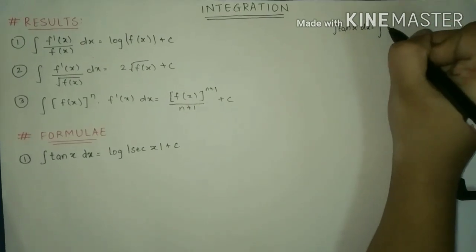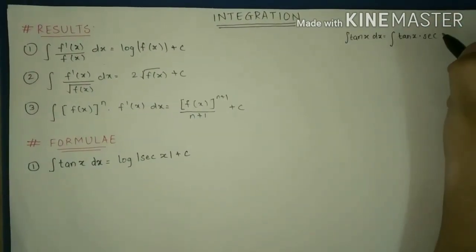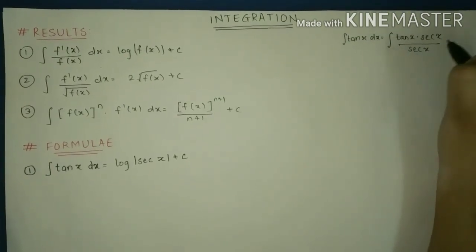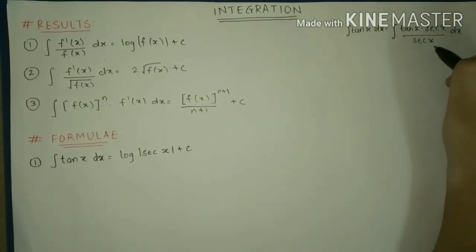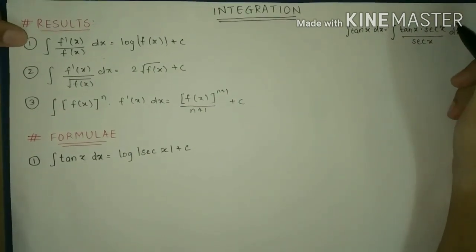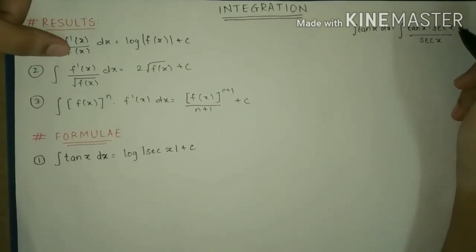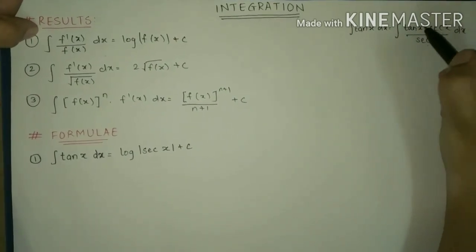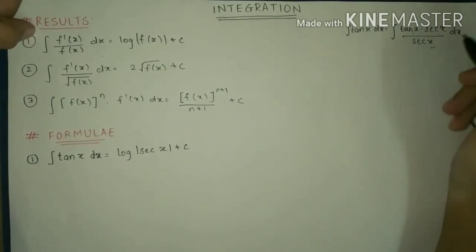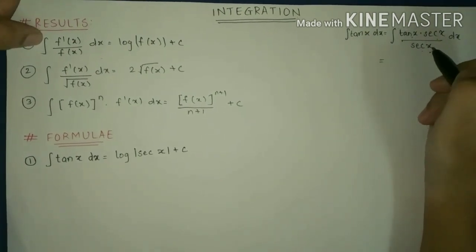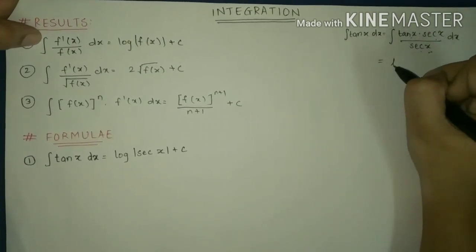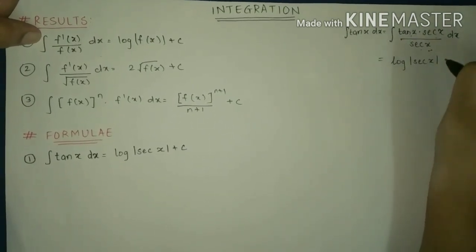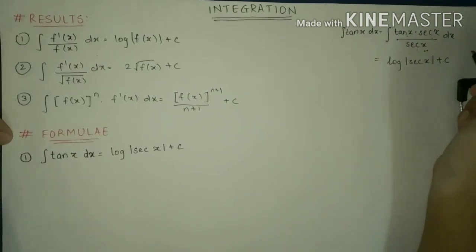That is, if I multiply tan x and divide by sec x, so here we get it as tan x into sec x upon sec x. If we now look at the first result, that is f dash x upon f of x, the derivative of sec x is sec x into tan x and the function is sec x. So by using this result, we can directly write the answer as log of sec x. So we have got the formula for tan x.